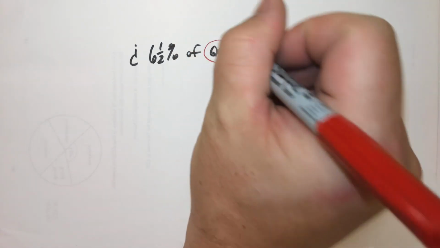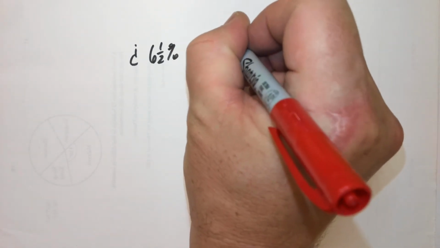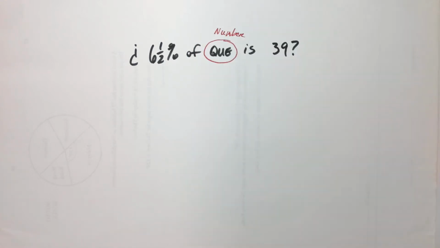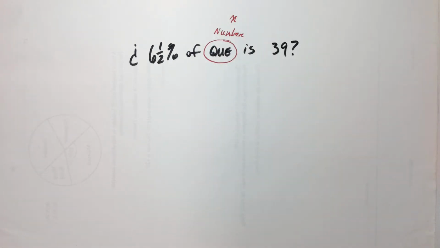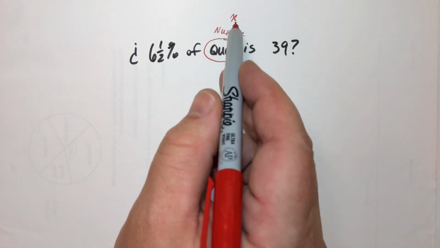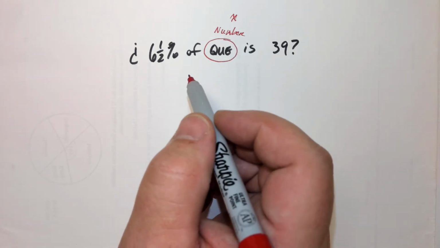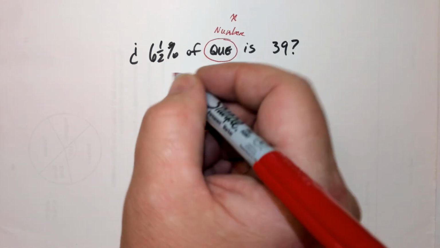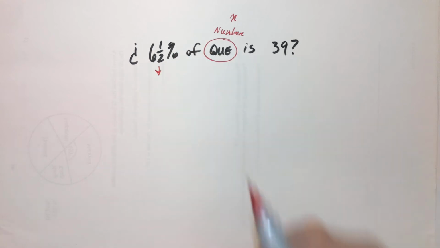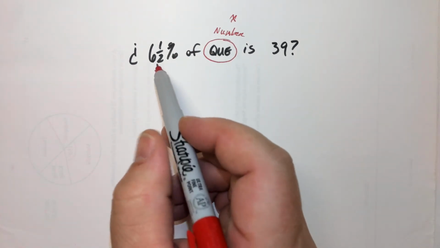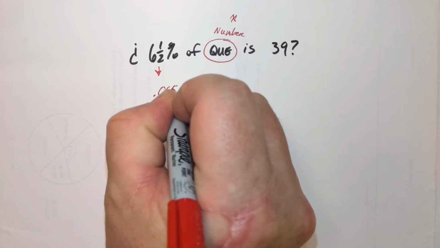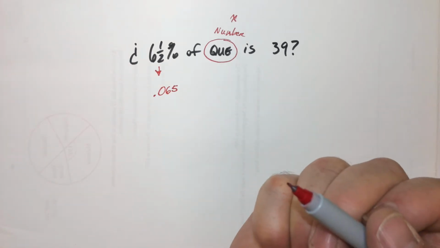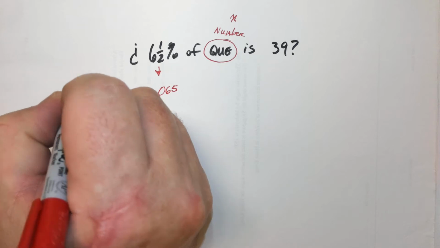This right here is a number that we don't know. That's what we've got to figure out, what number this is. So we're going to just use x to be that number. Stay with us here. Check this out. We have to turn that into a decimal. So that's 0.065, because 6.5% would be 0.065.